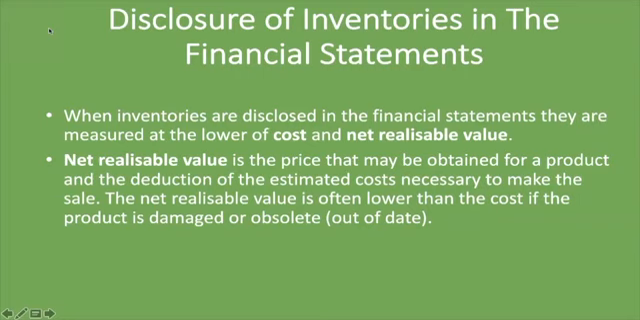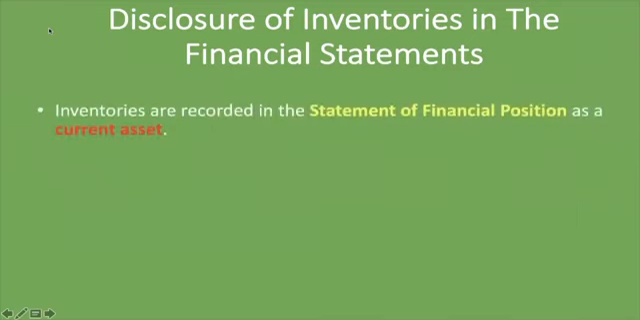Now, how is inventory recorded in the statement of financial position, otherwise known as the balance sheet? Well, inventories are recorded in the statement of financial position as a current asset. We know that inventory is an asset, but what asset is it? It's a current asset. Why a current asset? Because we sell it in the ordinary course of business. We sell it very frequently. It's not a non-current asset, which you expect to have for more than 12 months. So it's recorded in the statement of financial position as a current asset.